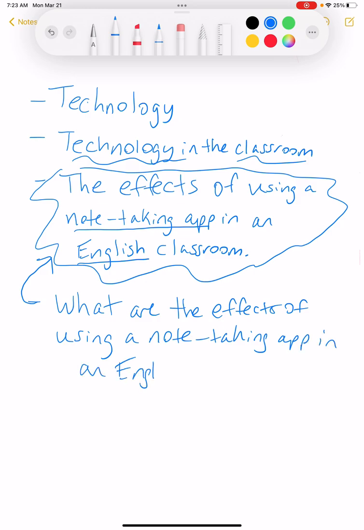So, again, pardon my handwriting, I'm sorry. What are the effects of using a note-taking app in an English classroom? This could be my topic because it's specific, it's about technology, but what technology? A note-taking app. And what classroom? An English classroom. This could be my entire topic where I could start finding sources to prove what these effects are.